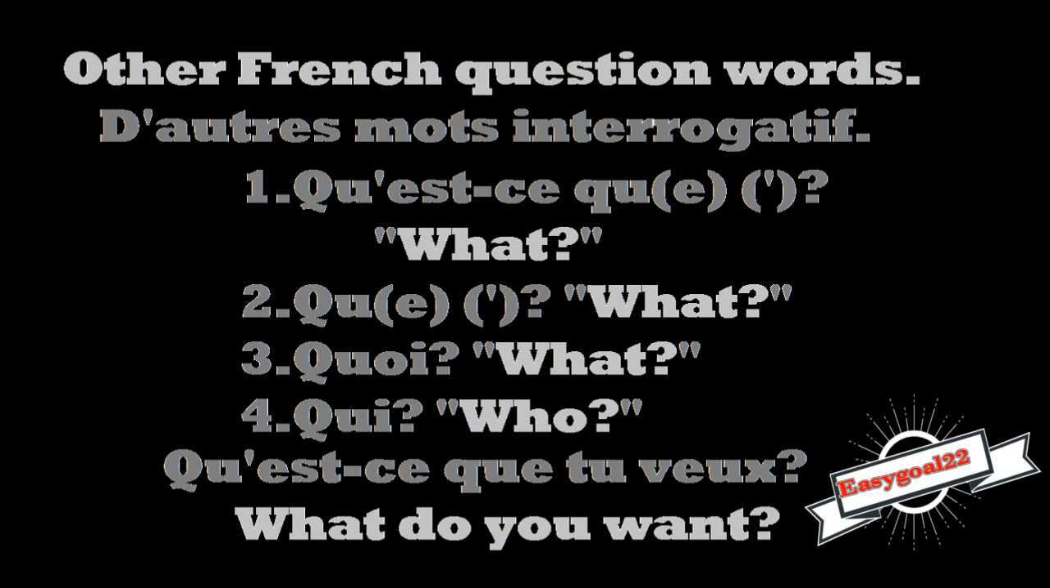The next one is que. We put these together because they have the same function. Que also means what, and following a noun starting with a vowel or a consonant they are different. We put an apostrophe or e. Okay, next one is quoi.